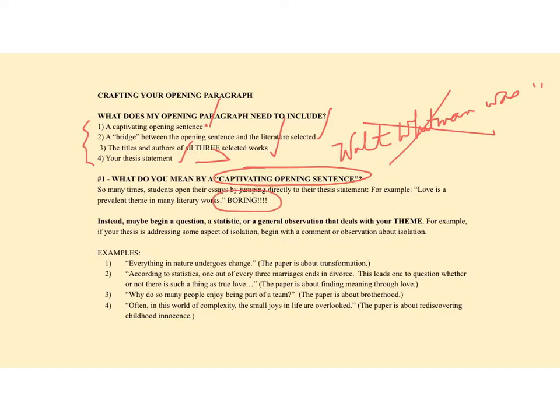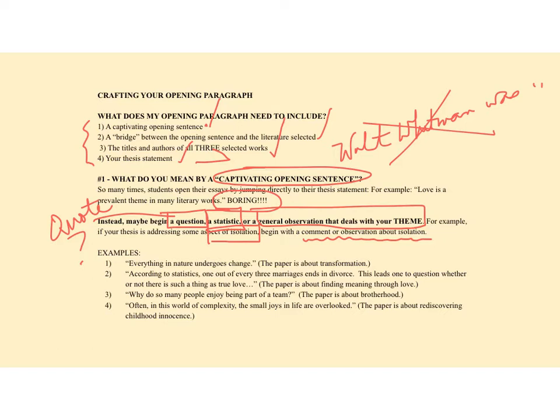You have a couple of options. You can start with a question. You could start with a famous quote if you want. You can start with a statistic. You could start with a general observation about your theme. So what do we mean by that? For example, if you're addressing some aspect of isolation in your thesis statement with regard to somebody's poetry, make some comment or observation about loneliness, about what it feels like to be alienated.